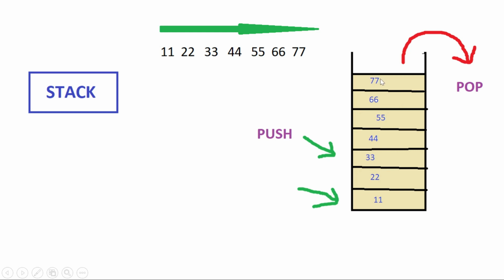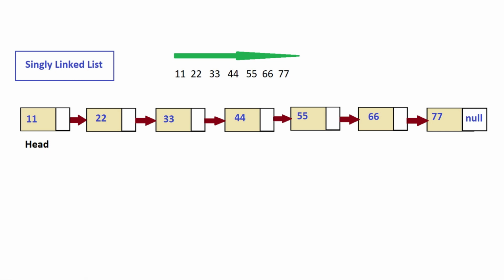Like 77, if you see here, it entered last. And whenever I have to pop, this is the first thing which will go out. So 77 will go out first. Okay, so this is the principle behind how a stack works. Whatever goes in last will come out first. Okay, next we will talk about what a single linked list is.